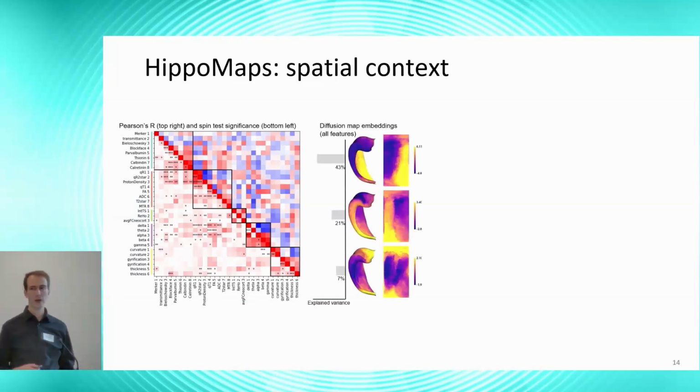As Boris was mentioning, we can also use the same sort of gradient mapping or gradient decomposition technique. Here, I used as the input features all of the different maps that we had derived in this large multiscale multimodal data set. And then we get a few gradients that explain variance in that data.